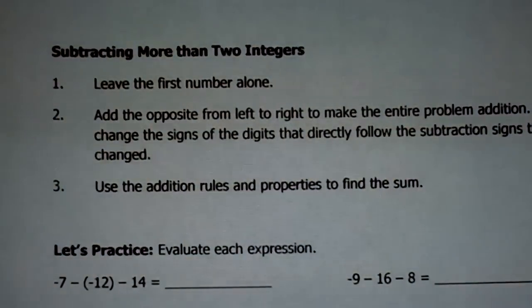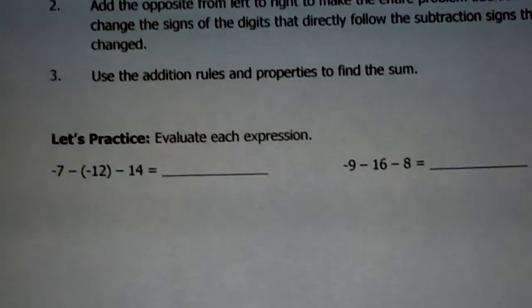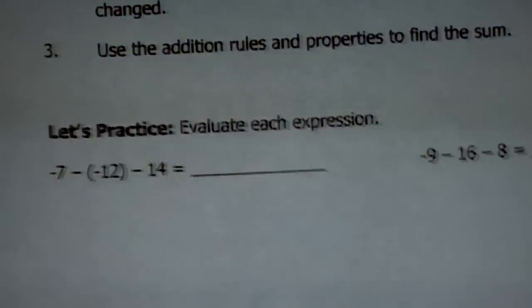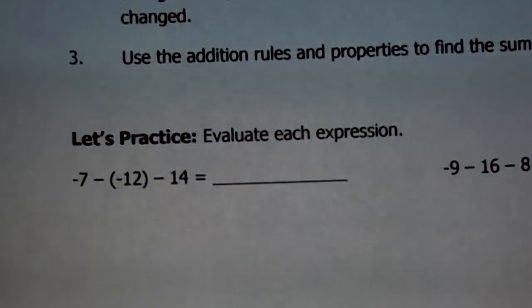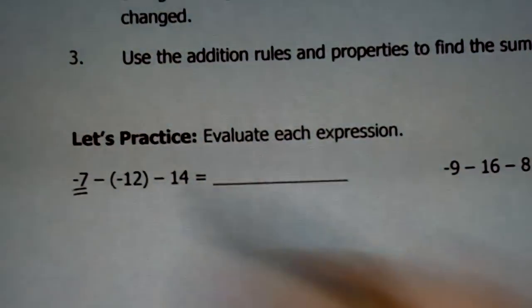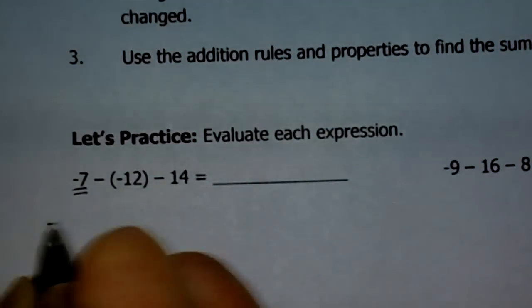And then we'll use our addition rules and those properties, commutative and associative. We can use them once you make your problem addition. You can't use them before that though, because there's no commutative property of subtraction. We already said that. Okay, so take a look at this first problem here. There's subtraction that happens twice. The first thing I said was leave the first number alone. We're going to leave negative 7 alone because that's the first number in the problem and you can't change what you start with. So rewrite that.